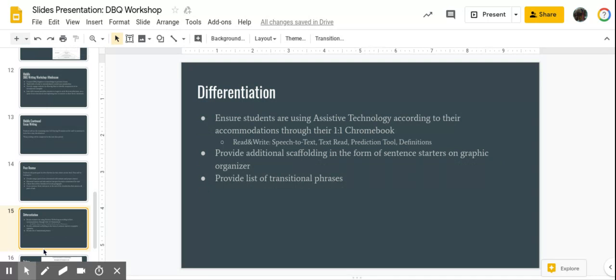So for the differentiation for this assignment, I wanted to make sure that students are using their assistive technology. It is a one-to-one classroom for everybody, but those who get accommodations use things such as speech to text, getting the text read, using the prediction tool to help them spell, and also looking up definitions. And if students needed additional assistance with that organizer, it can be hard because there's not a lot there, so I would give them some scaffolding in the form of sentence starters. And then also providing a list of transitional phrases really helps as well, because it breaks down categories of when to use them.